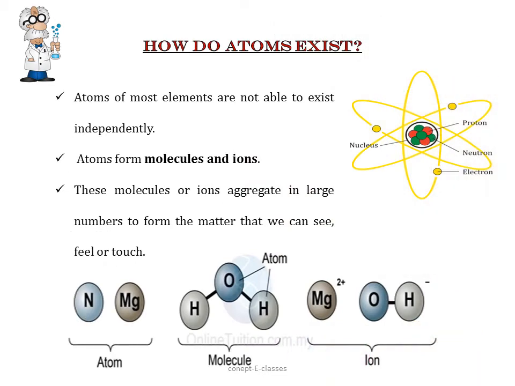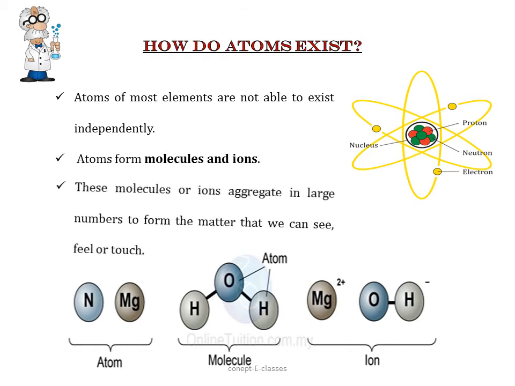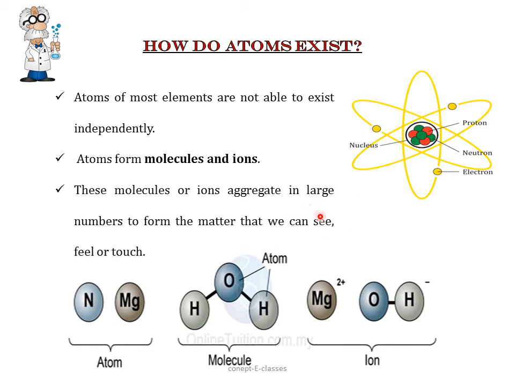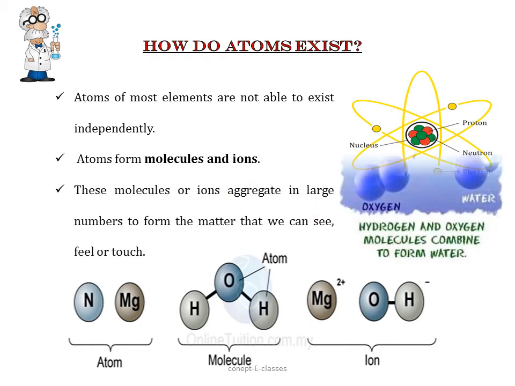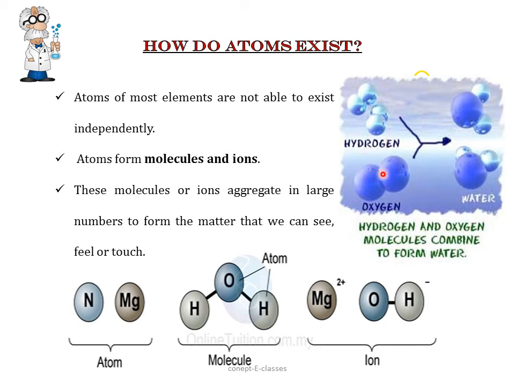Now, how do these atoms exist? Atoms of most elements are not able to exist independently. Atoms form molecules or ions. These molecules or ions aggregate in large numbers to form matter that we can see, feel or touch. Say for example here, these hydrogen and oxygen combine together to form water. So these atoms combine to form molecules, and the molecules combine to form matter that we can see, feel or even touch.